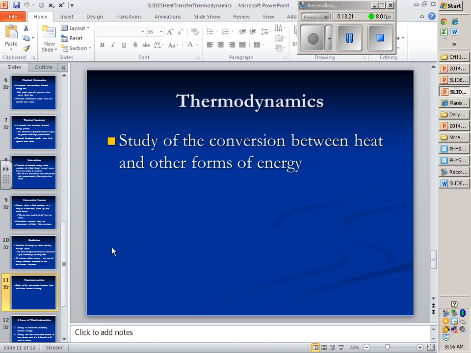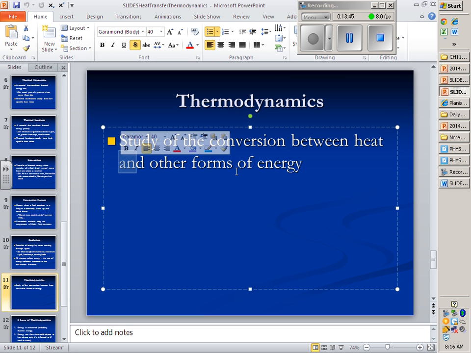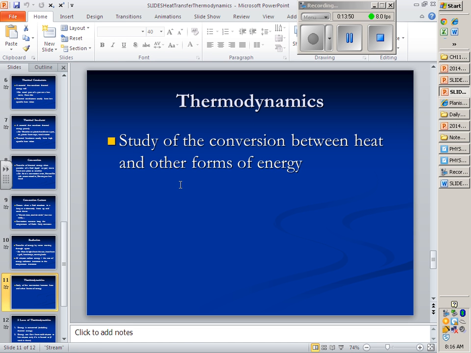This energy transfer is a key part of the study of thermodynamics, right? If it's thermo, that means it's going to deal with what? Temperature, heat, right? And if it's dynamic, that means that it does what? It changes, right? So we're dealing with changes in heat, the study of the conversion between heat and other forms of energy. So that study of thermodynamics leads us to engines and how we transfer that energy efficiently from one form to another form.